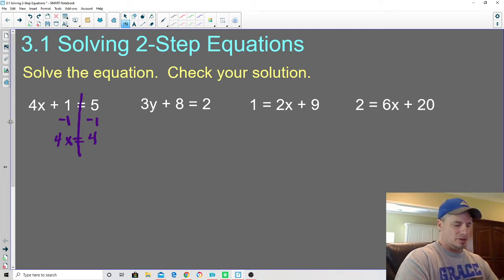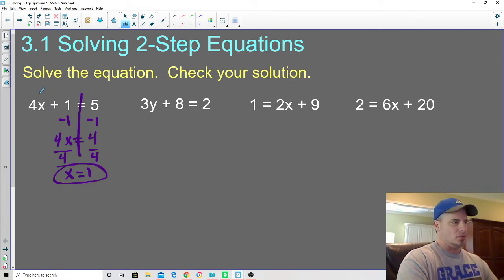Now we're going to do the last step, which is the opposite of what you see here. That is multiplication, so we're going to divide. We show that with a division bar. 4 divided by 4 is 1x. We don't have to put the 1 there. 4 divided by 4 is 1, and there's our answer. Two steps, we get x equals 1. And you can always check mentally. If I put the 1 right here in place of x, 4 times 1 is 4, plus 1 is 5. It does work.